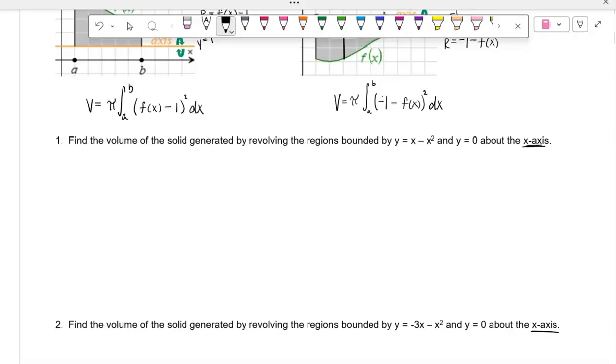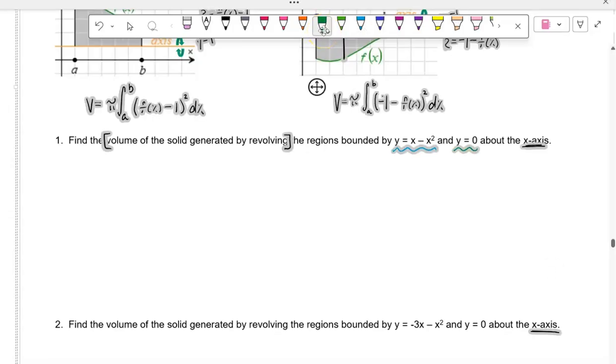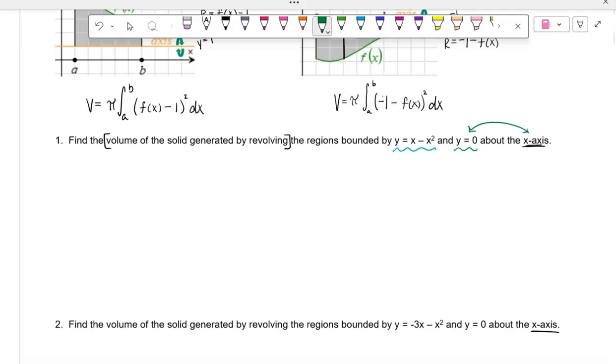So question number 1, we're going to have to graph this. So it says, find the volume of revolution. So we are doing a volume of the solid generated by revolving. So we are going in a circle. And then we've got this curve right here, y equals x squared. And then we've got the other curve, which is y equals 0. And it says about the x-axis. Well, we know graphically the x-axis and y equals 0, that's the same thing. So let's go ahead and actually draw this graph.